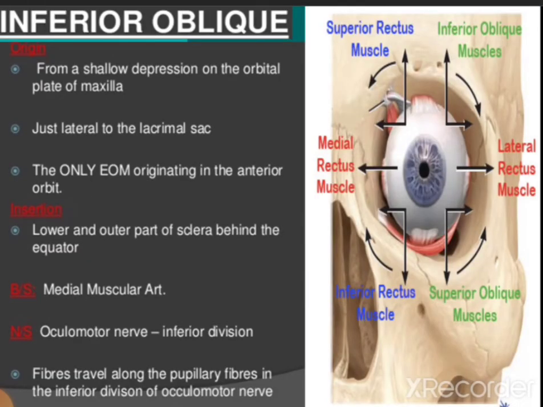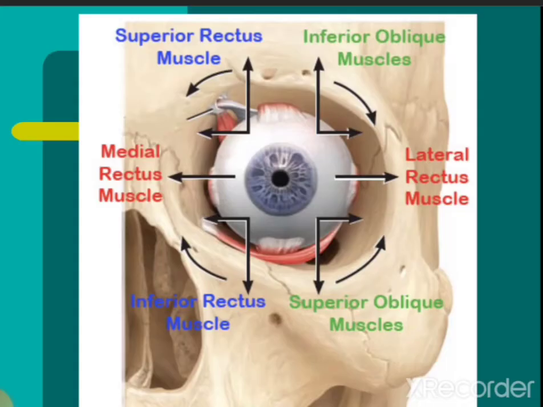The other oblique is the inferior oblique. It forms a shallow depression on the orbital plate of the maxilla. Here it arises and is inserted on the sclera again, and it is supplied by the oculomotor nerve. So here we can see the muscles of the eyeball: the extraocular muscles, superior rectus, inferior rectus, medial rectus, lateral rectus, inferior oblique, and the superior oblique.